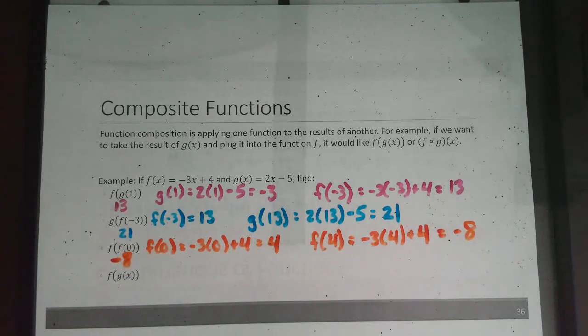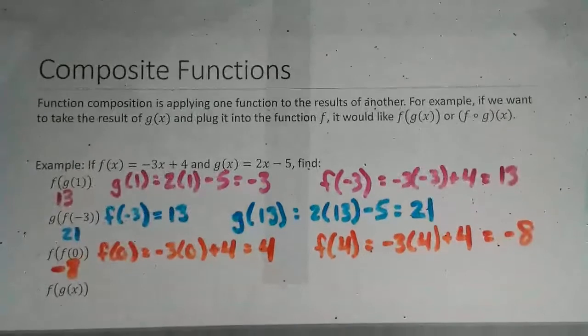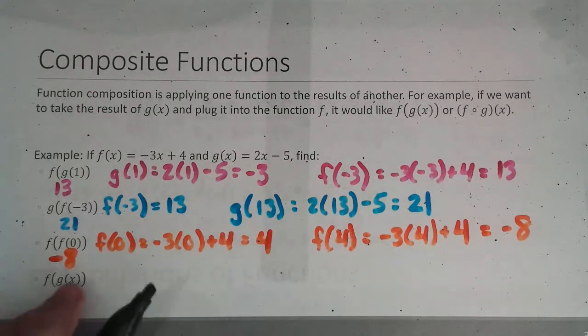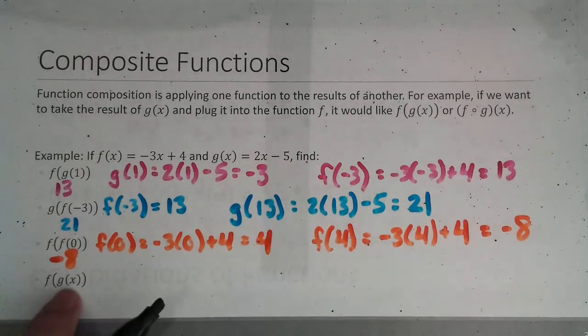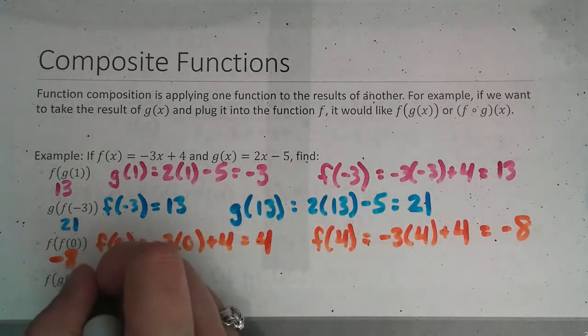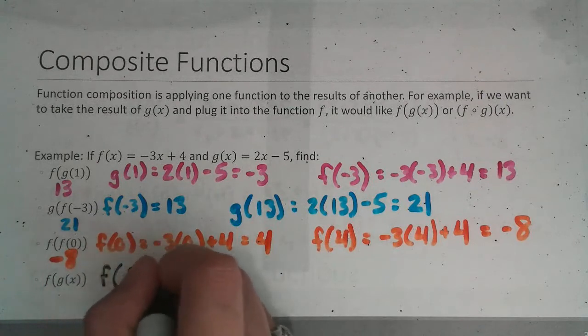For the last one, we're looking at f of g of x. So this time, we don't have numbers that we're substituting in. We're dealing with the functions as wholes. I know what g of x is. g of x is 2x minus 5. So I'm going to replace the g of x in parentheses here with 2x minus 5. That means I'm trying to find f of 2x minus 5.